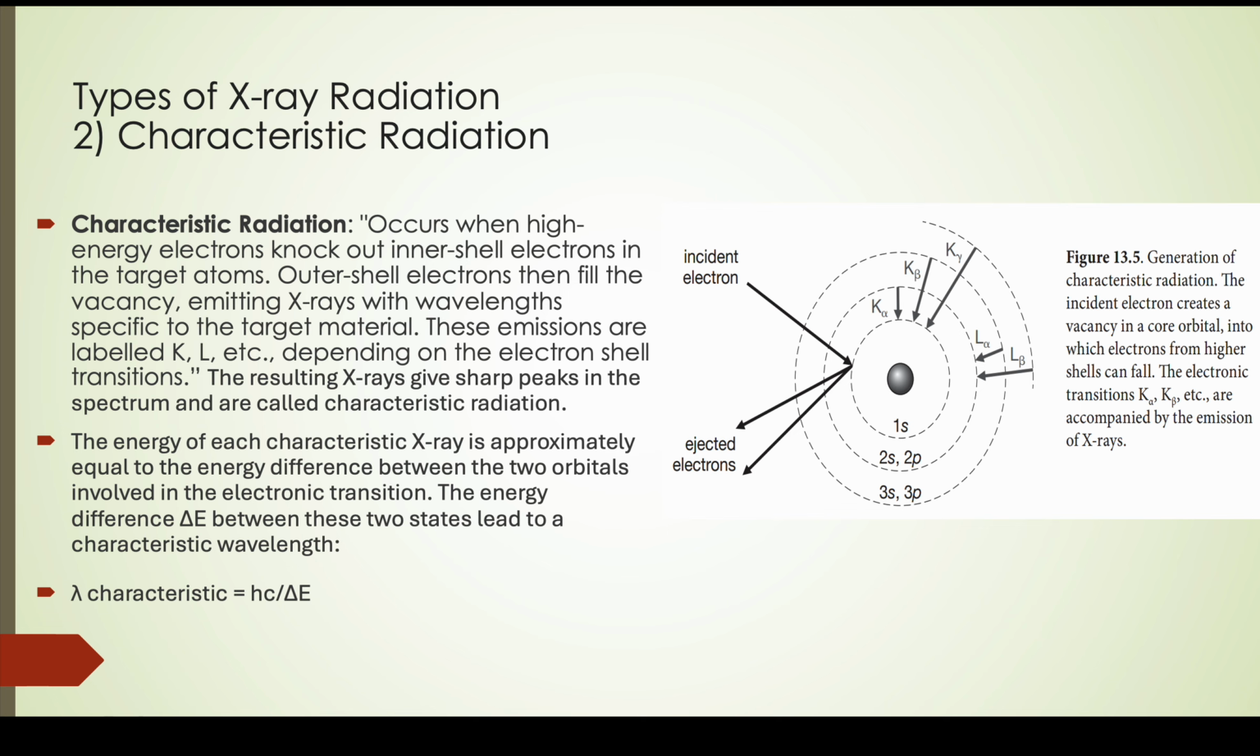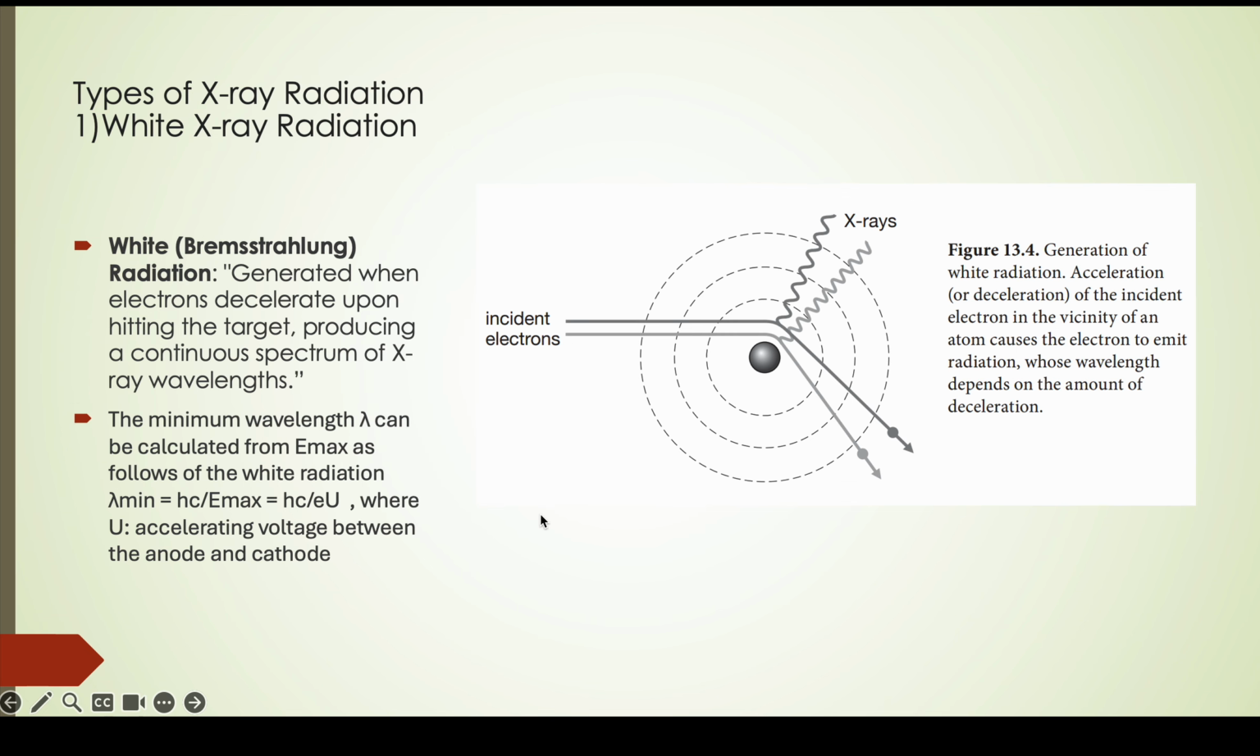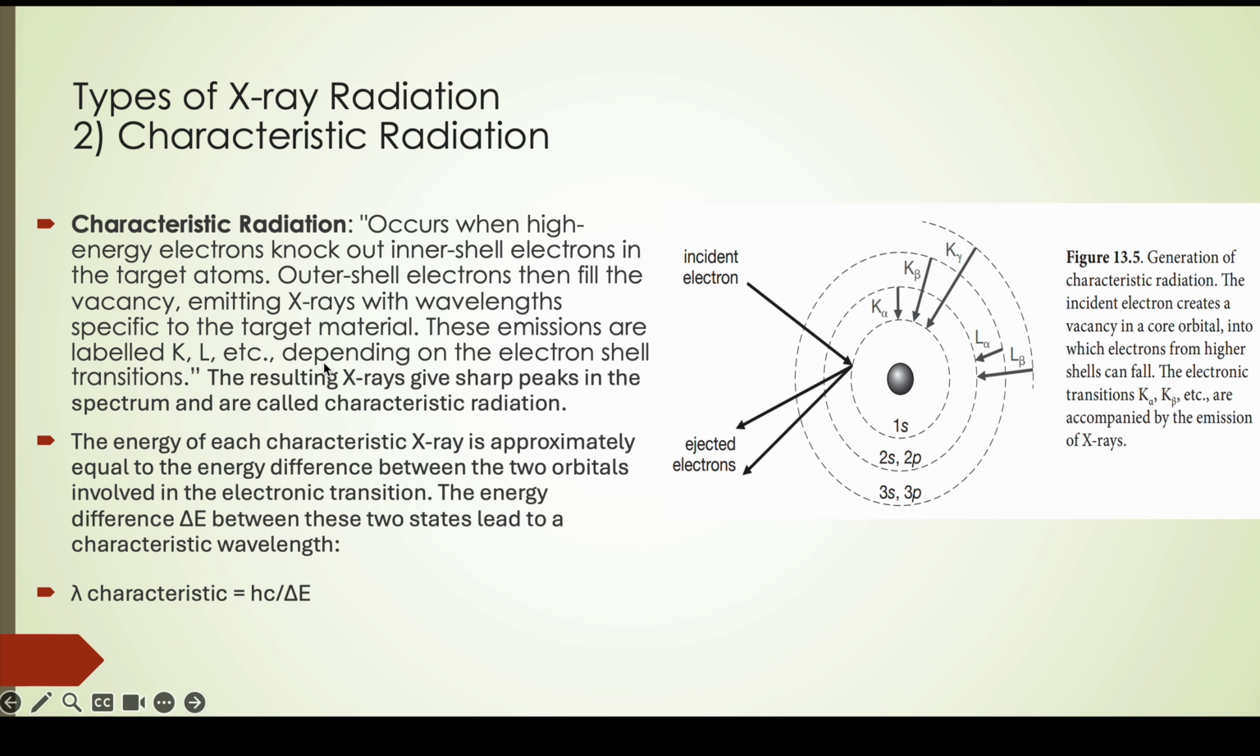Then electrons from the outer shells of the anode atom come to fill this space. When they come here, they emit radiation, and these emissions are labeled as K, L, M, etc. What are these K, L, M, and alpha, beta, gamma? We will learn about this on the next slide. One more important thing here: the resulting X-rays give sharp peaks in the spectrum and are called characteristic radiation. So we obtain really high energy peaks here. In case of white radiation, it was a continuous spectrum, but in case of characteristic radiation, it is sharp peaks. We will observe it in the next slide.